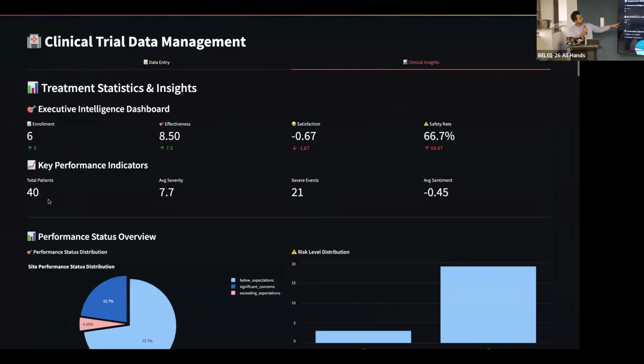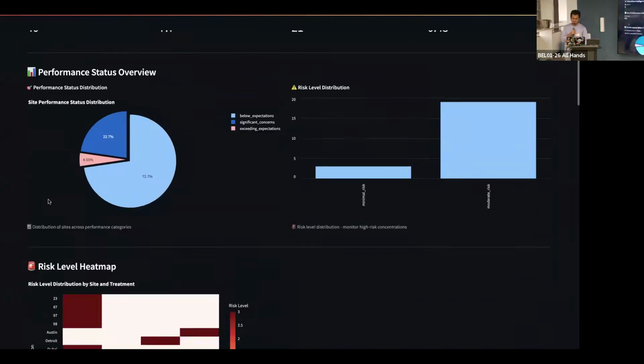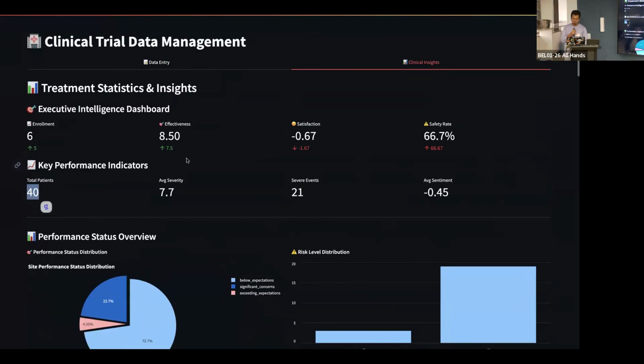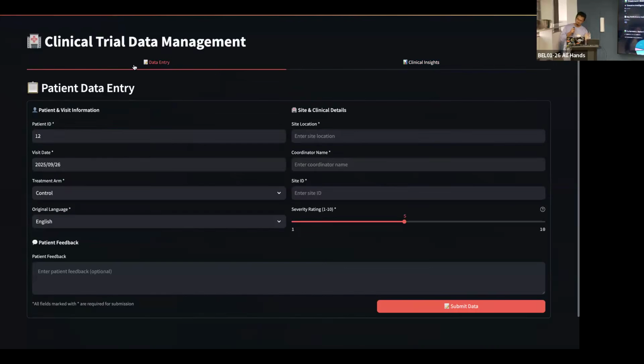So you have 40 patients who reported something, you have these insights, but just look at the number 40. And let's hope that the demo goes well. Let's say a patient comes in, you are doing all of this, and the patient says, okay, I don't feel good, some site location, you basically enter a whole bunch of information. And then you click submit.